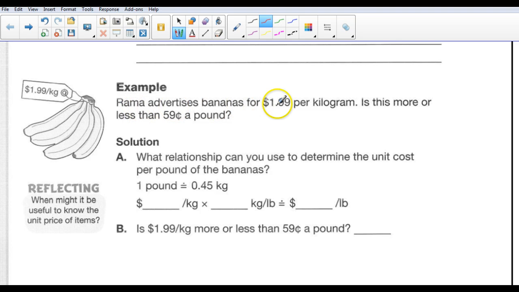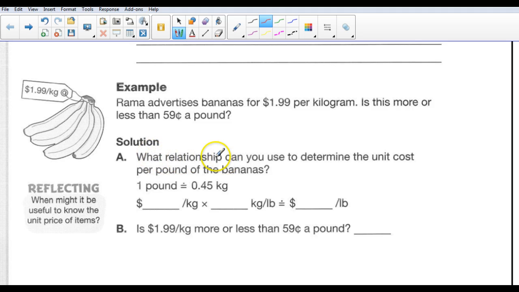Okay, let's do food now. Rama advertises bananas for $1.99 per kilogram. Is this more or less than 59 cents a pound? Well, basically we're working with 2 units here. We're working with kilograms, which is the SI or metric, and pounds, which is imperial. We have to get one or the other converted to another unit, because to compare them we have to have them compared in the same units.